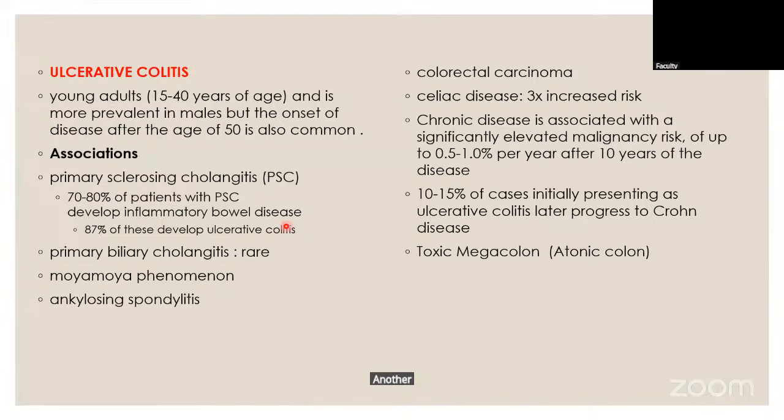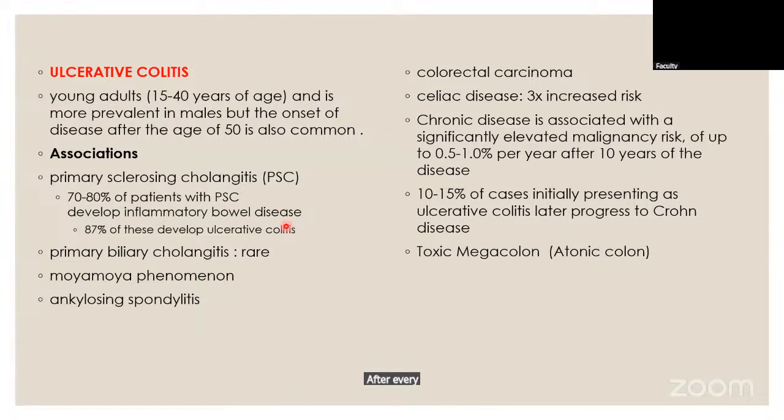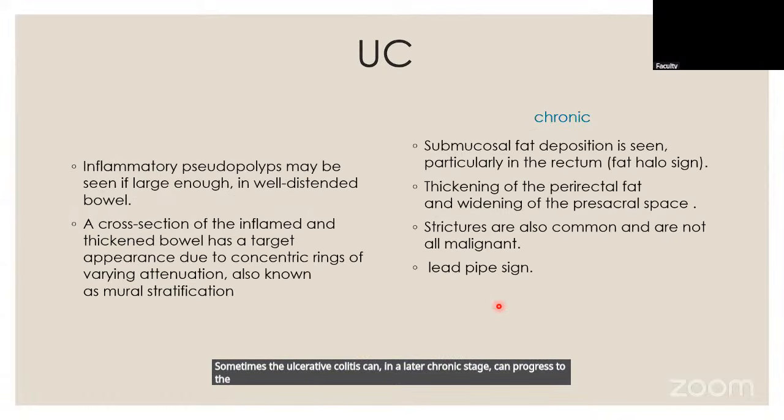Another point, as the disease goes into a chronic stage, there is increase in the risk of colorectal carcinoma. After 10 years of disease, there is an increase by 1% per year in the chances of the patient having colorectal carcinoma. The complication can be a toxic megacolon due to atonic colon, and this can undergo perforation. Sometimes the ulcerative colitis, in a later chronic stage, can progress to Crohn's disease.